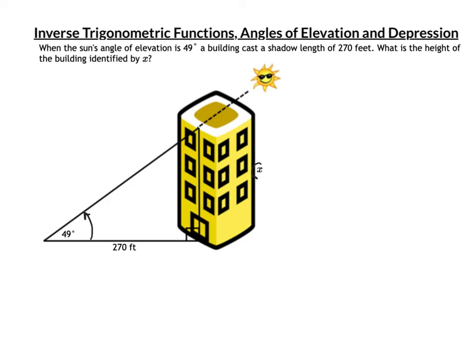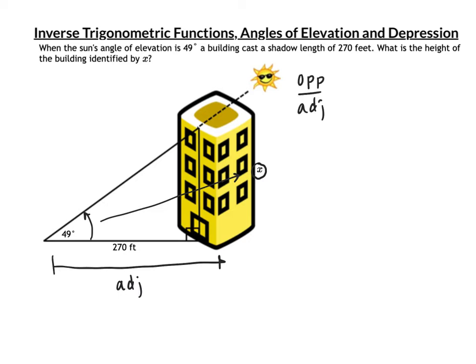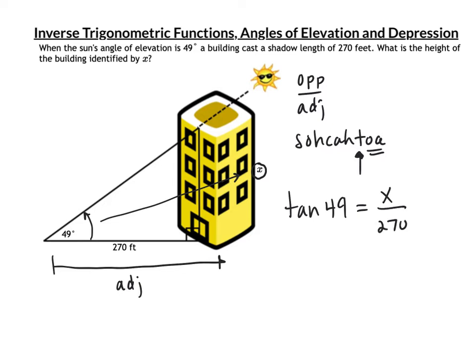First of all, notice we are not looking for an angle. We do not use the inverse function. We need to see, though, that x is the opposite, and 270 is the adjacent, and opposite over adjacent. Remember SOHCAHTOA. Opposite over adjacent is tangent. Since we're not finding an angle, we don't use the inverse. It's going to be the tangent of an angle, 49, equals opposite over adjacent, which is 270.